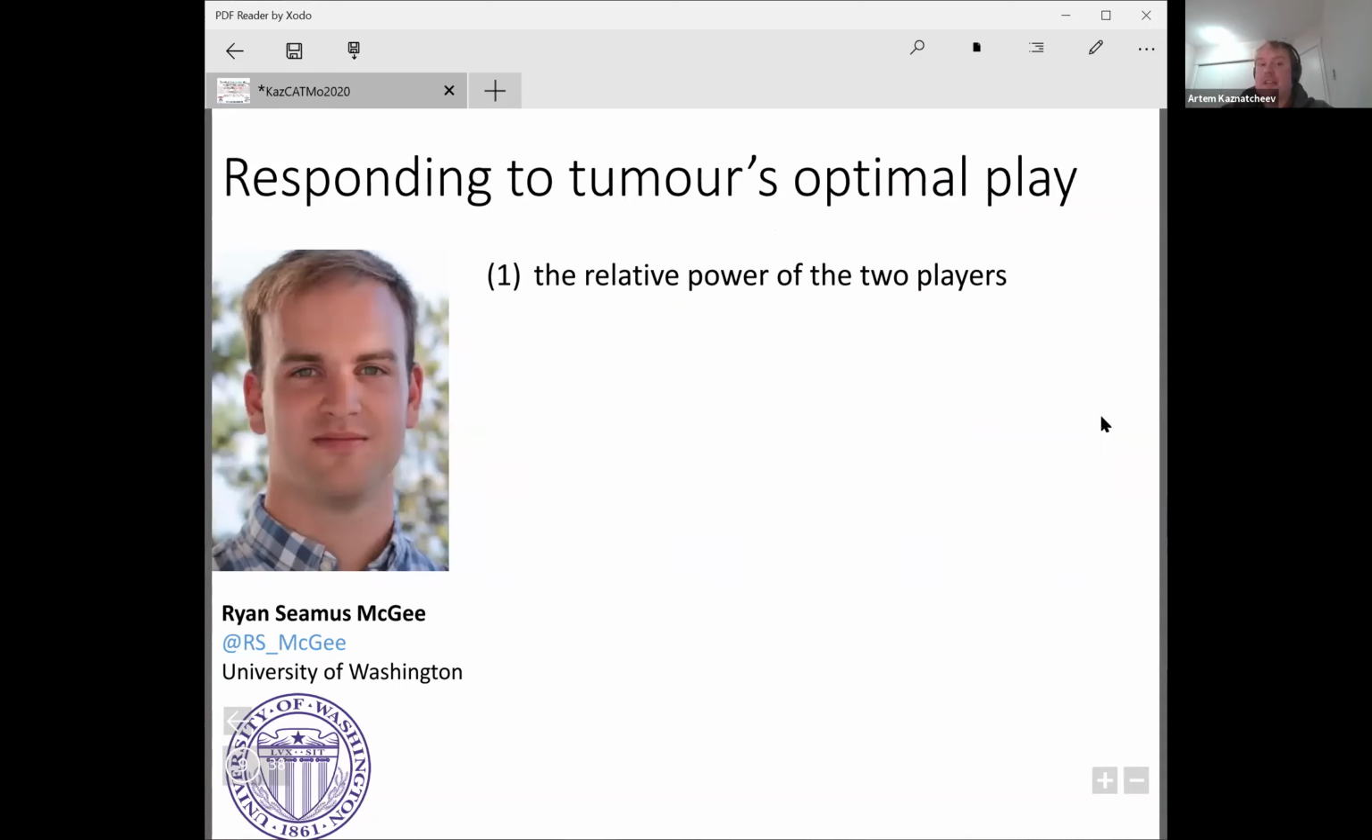The tumor in our case is actually an optimal player, optimally maximizing a certain kind of fitness. So that's not really a good sign for us. It means that we shouldn't underestimate the tumor's ability to play this game. It's actually very, very good at this game. So how should we respond to the tumor's optimal play?